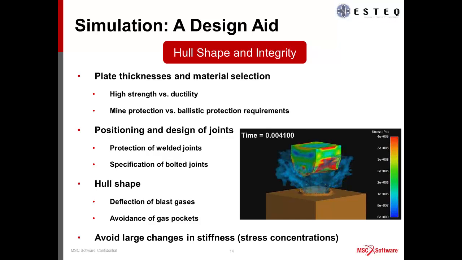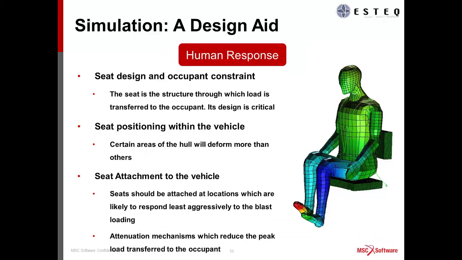Right. The next area where simulation can be a big aid is with regard to human response. This is really the ultimate aim of your vehicle, is to ensure that your occupants not only survive but are not injured. And there are a number of aspects that come into play in this scenario. So first of all, your seat design and occupant constraint mechanism are critical. The seat acts as the primary load path to the occupant, so ensuring that the seat is designed and given the appropriate strength is critical.